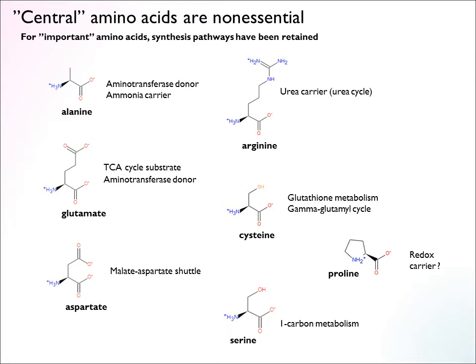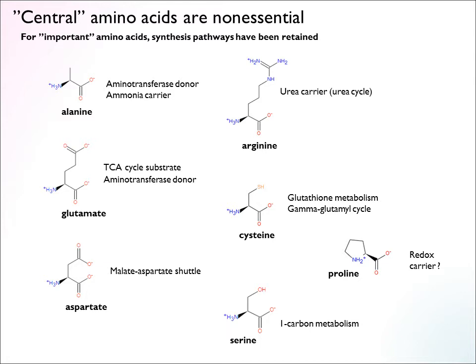It's an interesting topic, and one pattern you notice if you look through the essential versus non-essential amino acids and what they do is that for the really central amino acids, the ones which are important for central metabolic pathways that you think really have to be able to function, for those ones the synthesis pathways have been retained. So the non-essential amino acids tend to be the ones which are most important in a way. I mean that these amino acids are part of central metabolic pathways.